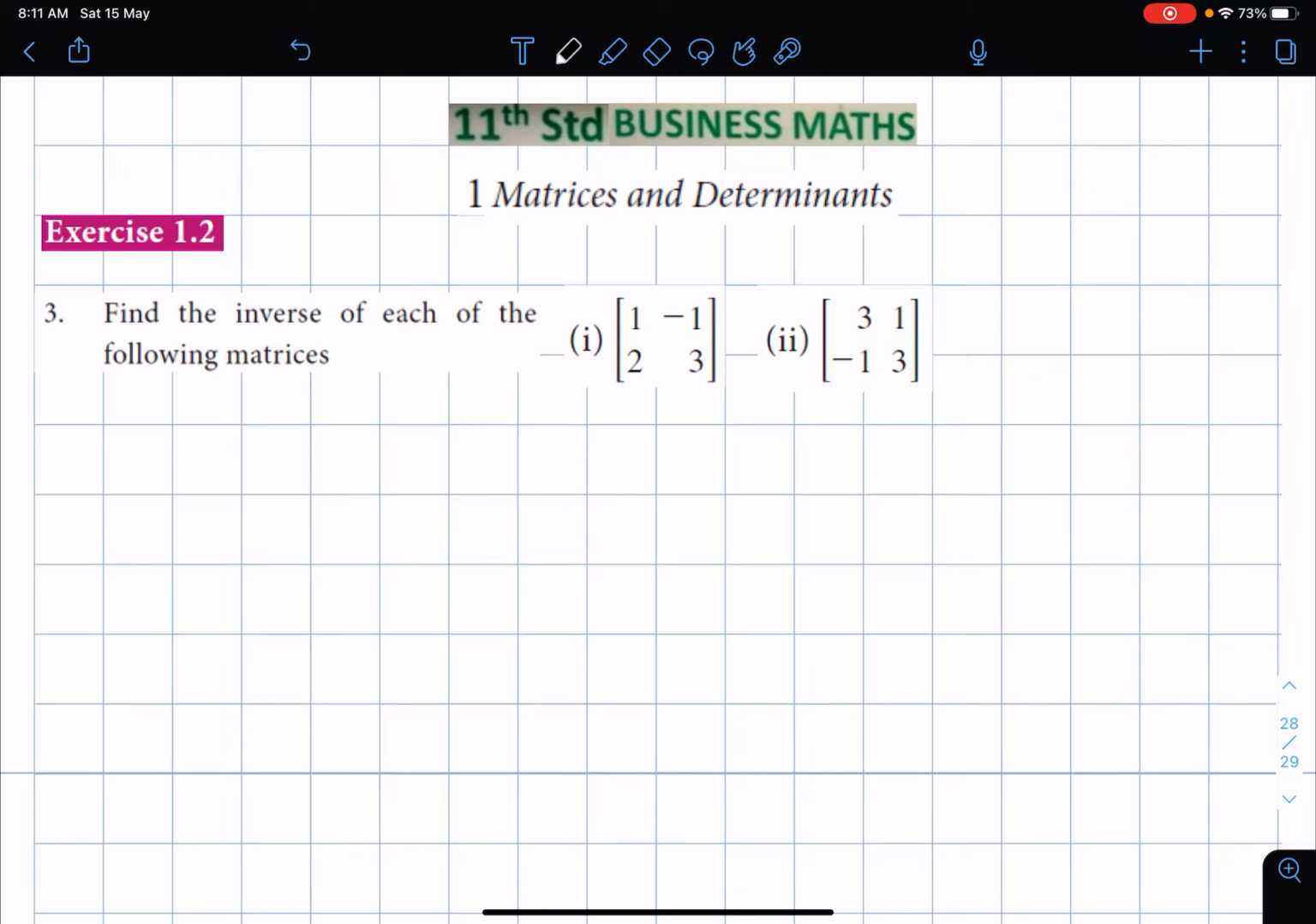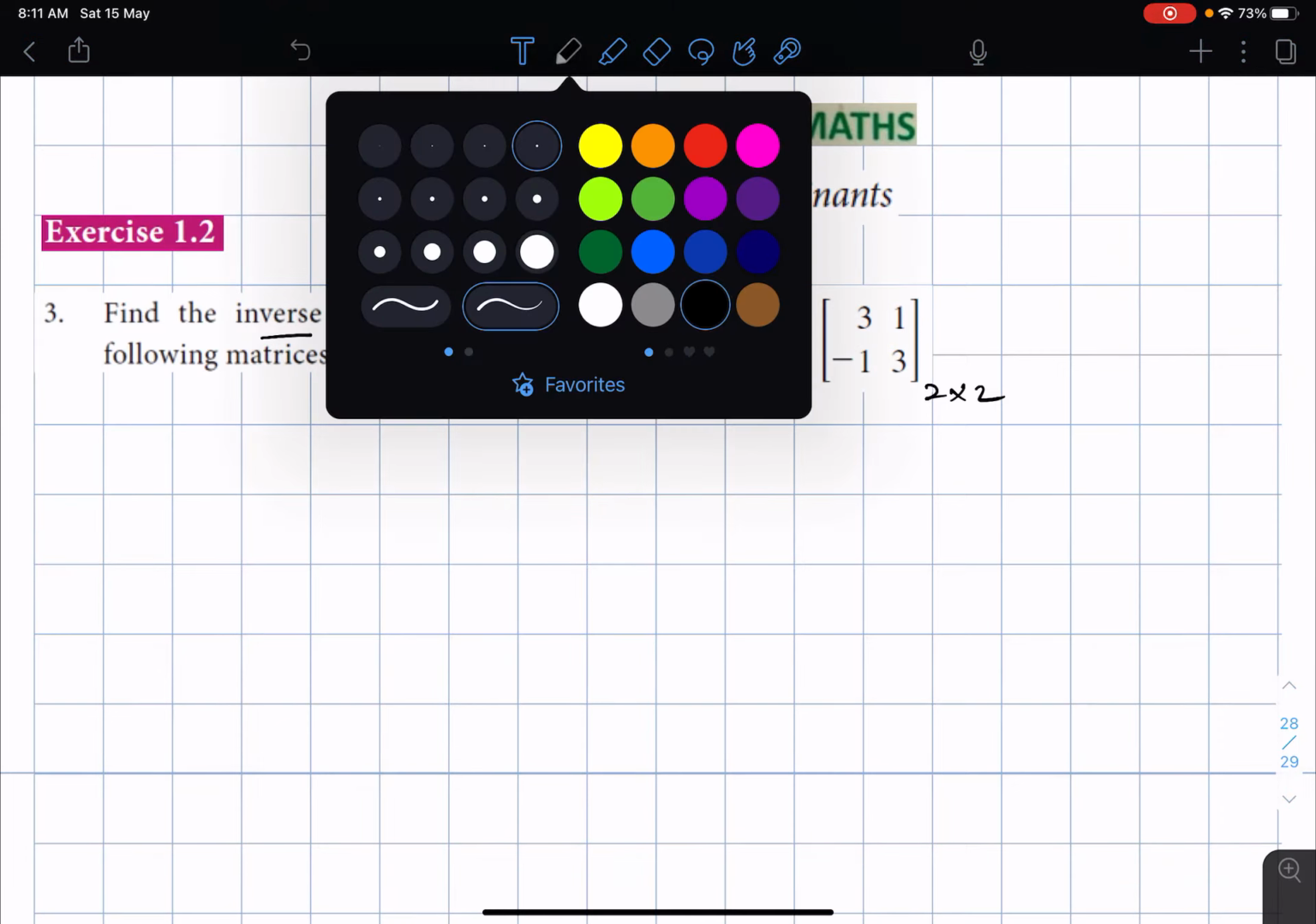In exercise 1.2 sum number 3 I have given 4 subdivisions. First two are of two matrices of order 2 cross 2. So first we are going to solve 2 cross 2, and 3 and 4 are order 3 cross 3. So for 2 cross 2 we are going to find out inverse of each of the following matrices. For inverse you have got 4 steps, isn't it? What are the 4 steps?